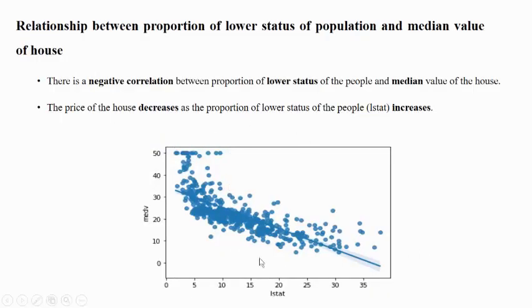So the median value of the house as well as the LSTAT has been plotted by a scatter plot, and here in this diagram we can see that there is a negative correlation between these two variables, and hence we can interpret that as the LSTAT, that is the lower status of the people, increases, the median value of the house decreases.